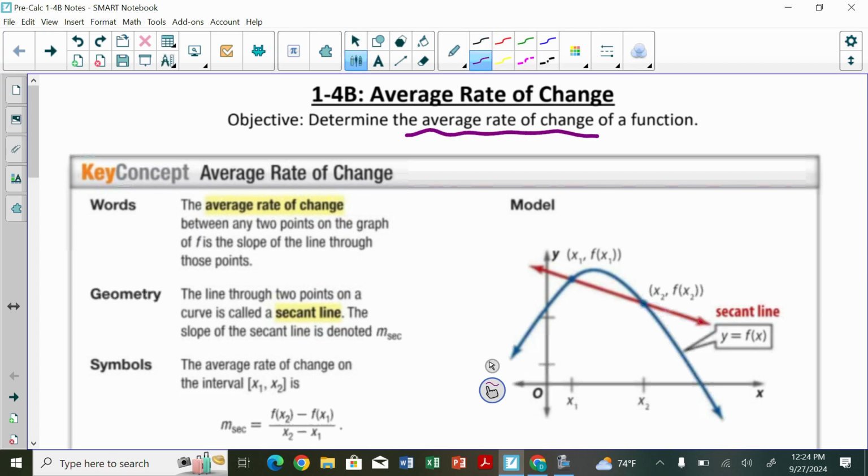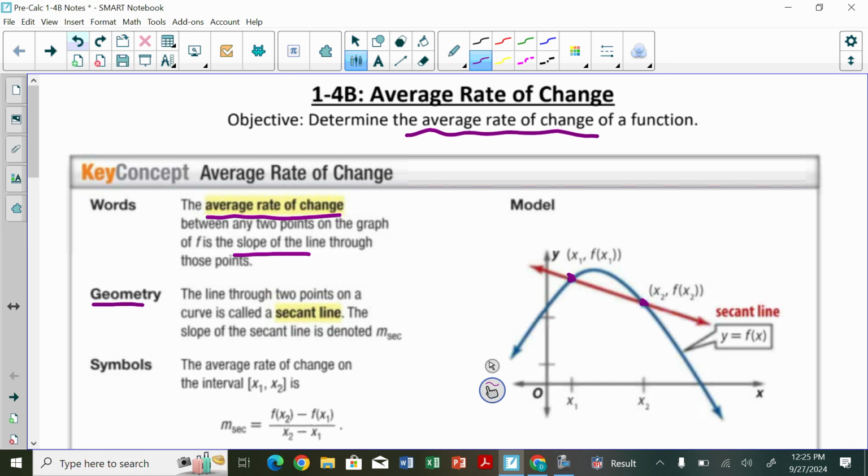Average rate of change. Well, we go back to algebra, right? The average rate of change between any 2 points on the graph of f is the slope of the line through those 2 points. Looking at the picture here, you've got 2 points on the curve and a line that goes through those. The slope of that line would be your rate of change. That's basically what slope is. And just to recall from geometry, we call that line a secant.